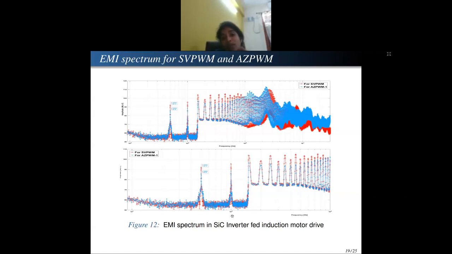This is the common mode EMI spectrum. I have missed the differential mode. Almost that will also look similar, based on your system design. In some places, common mode will dominate over the differential mode. In some places, differential mode will dominate at higher frequencies.